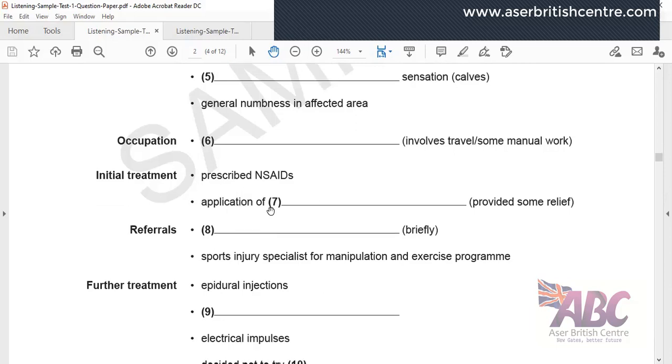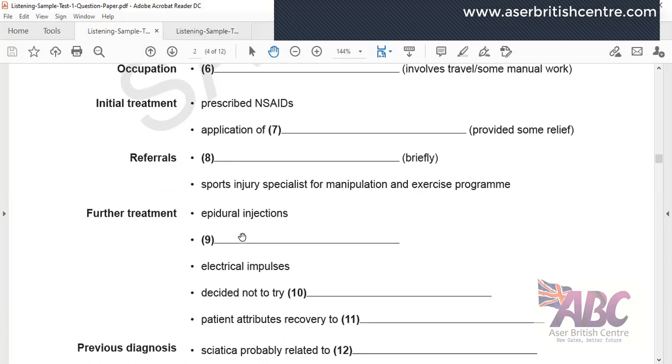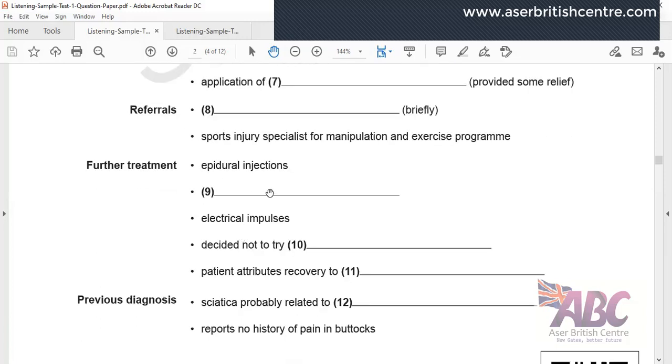And then application of drug, the name of medicine, name of a drug, okay. And referrals. It will be like the action or the side effect of the drug. All right, I'm not sure. And then 9, 10, 11, 12, this is what we should do.